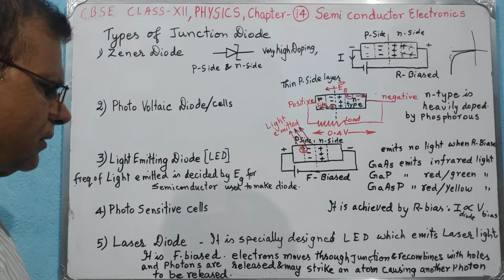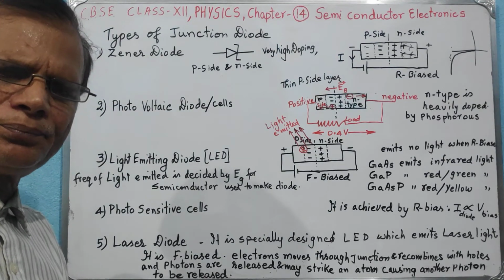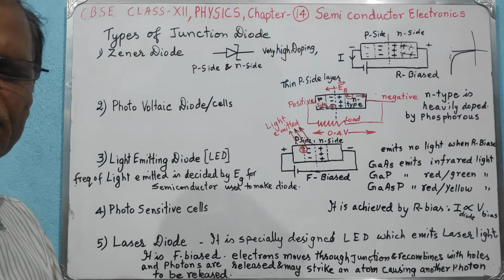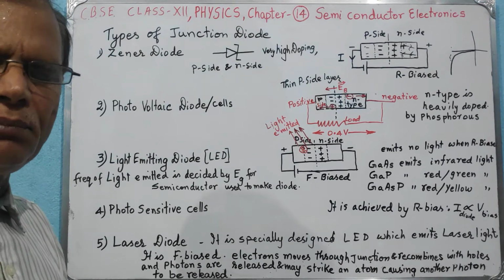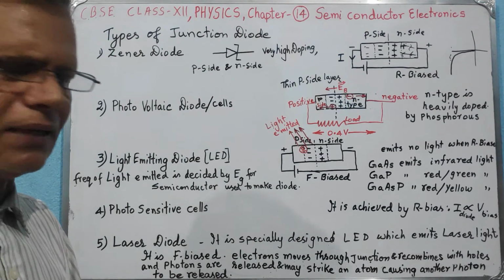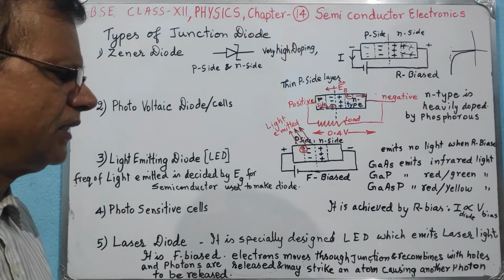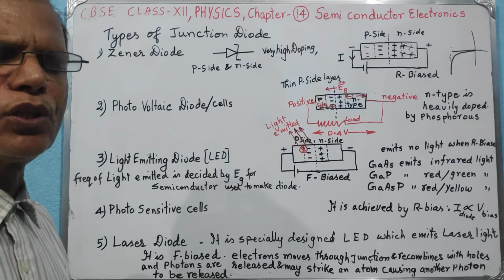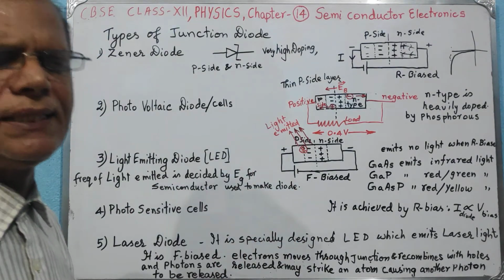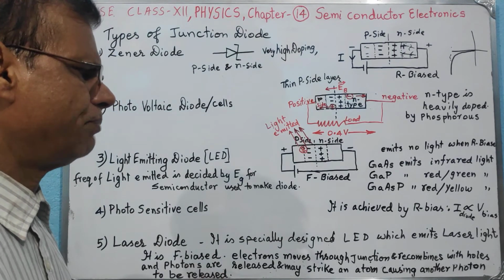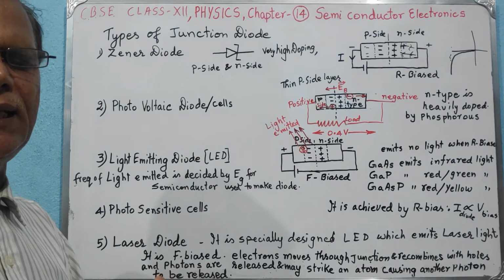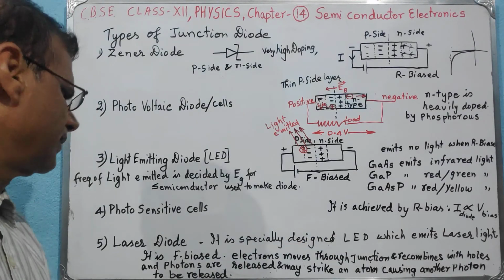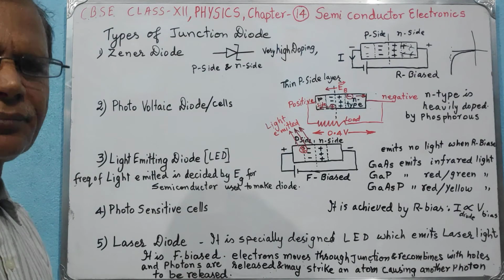These photons may strike another atom, and these atoms may remain in a meta-stable state for some time and may release photons. All such atoms may release photons simultaneously, and as this happens, all the photons released have the same phase, and therefore laser light is obtained from the laser diode.